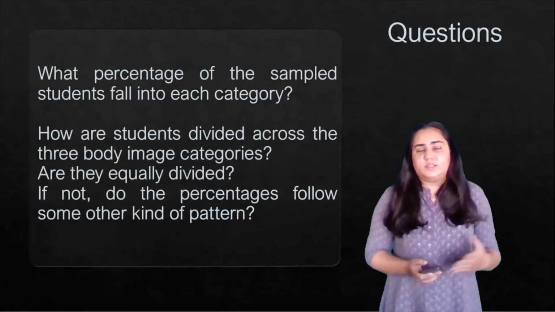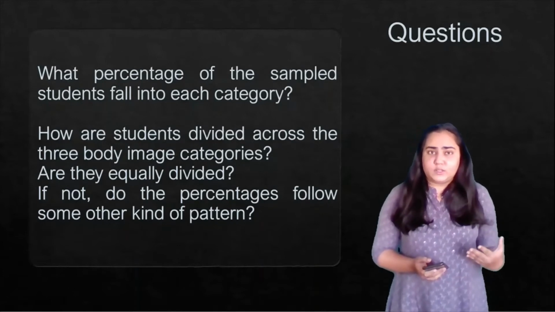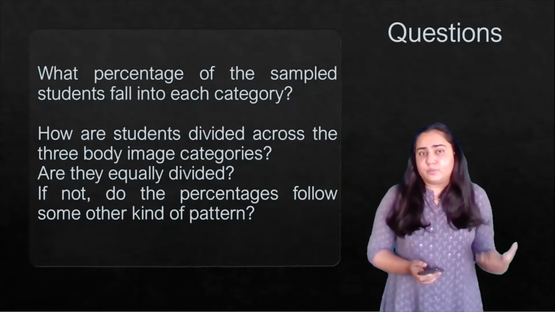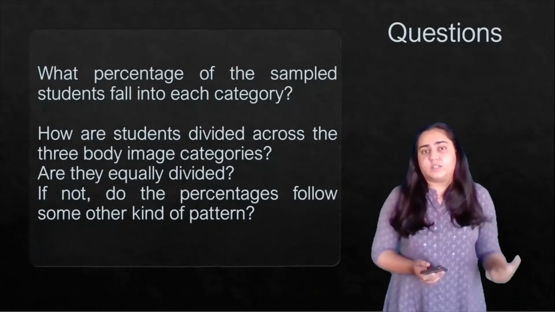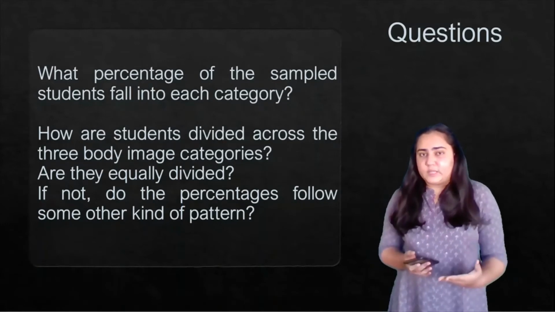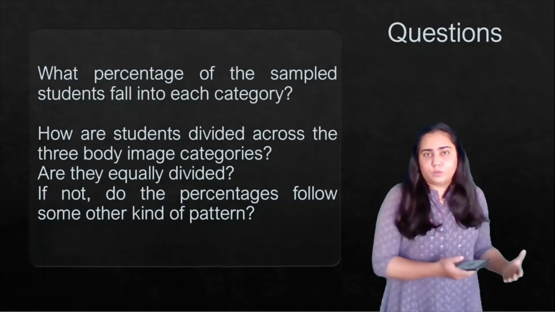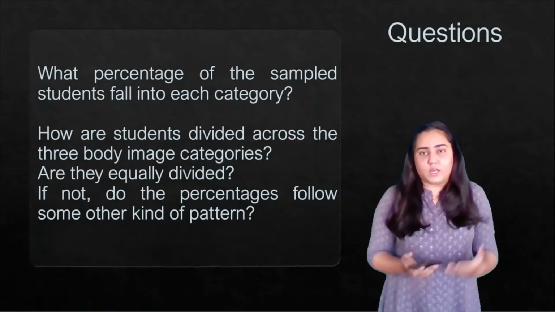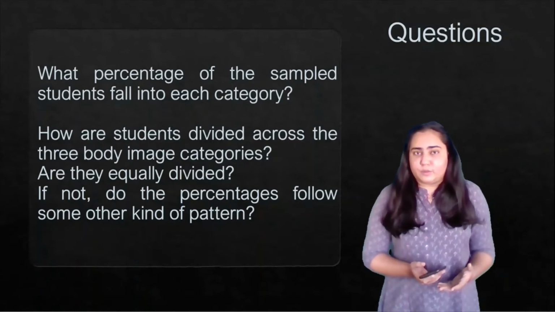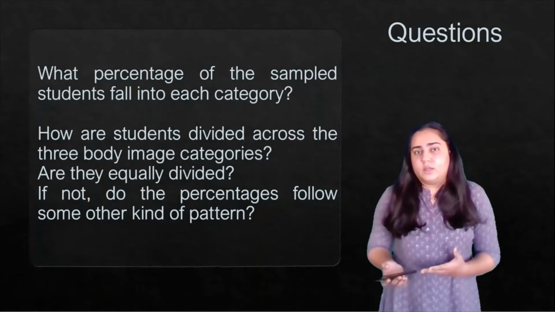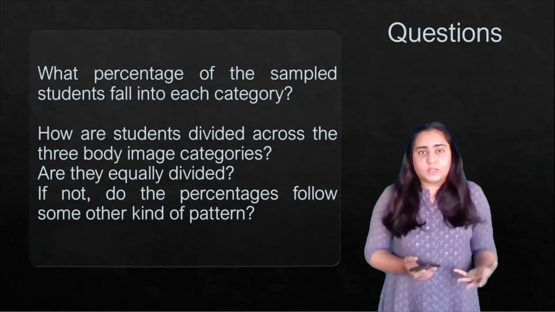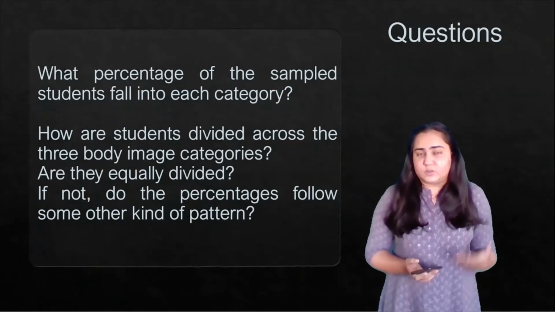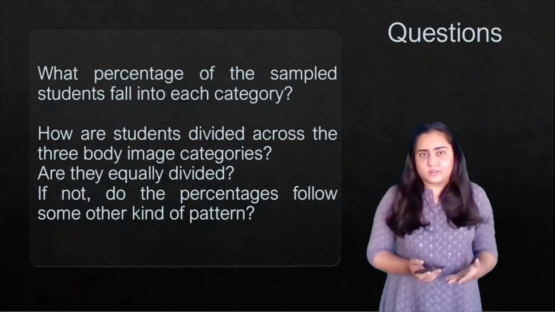These are the types of questions that you can answer if you actually summarize your data. You can answer the question, what percentage of the sampled students fall into each category? So what is the percentage of people who think they are overweight, percentage of people who think they are underweight, percentage of people who think they are about right? This is one question that you can answer using statistics, using exploratory data analysis.